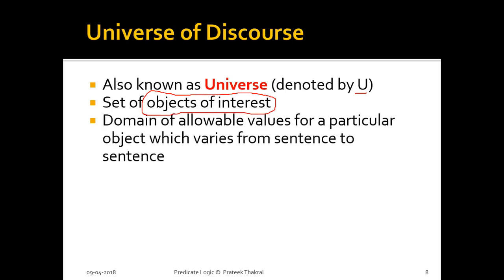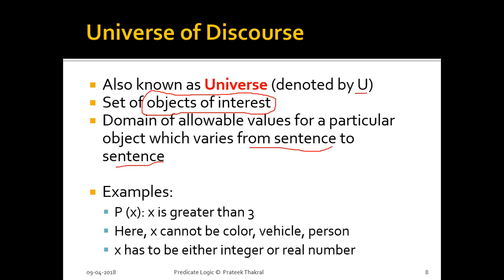Or we can also define universe of discourse as the domain of allowable values for a particular object, and this universe of discourse definitely varies from sentence to sentence. So let's take an example to understand what is universe of discourse. Suppose we have one predicate denoted by capital P of x, that is x is greater than 3. We know that we are comparing the value of x with a number, an integer. So here x cannot be any color, any vehicle, or any person, and x has to definitely be either an integer value or a real number.